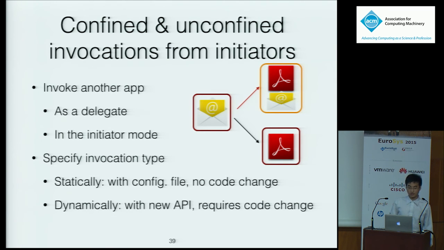Another detail is that the user may consider some attachments are sensitive, but others are not. To support this distinction, we allow the initiator to invoke other apps in different modes. It can invoke a document viewer in the confined mode as a delegate, or it can invoke the document viewer in the normal mode, which is initiator. There are two ways to specify this distinction. The first is to statically specify with the configuration file of this app, and the second way is to dynamically specify with a new API. It allows finer control on the types of different invocations, but it requires code change.